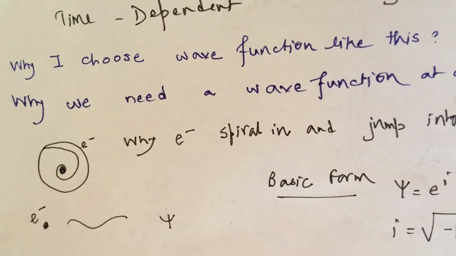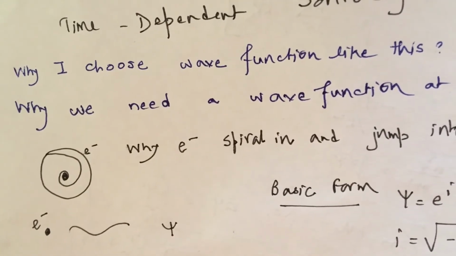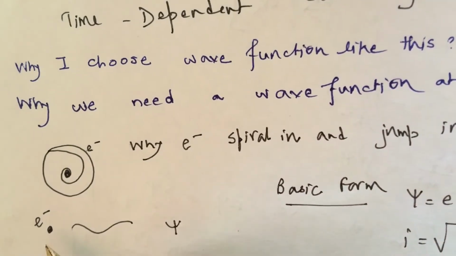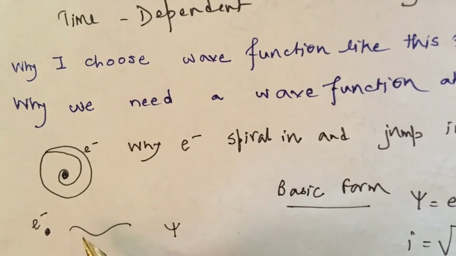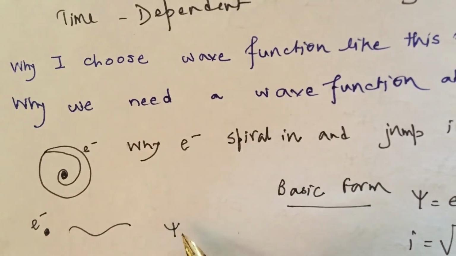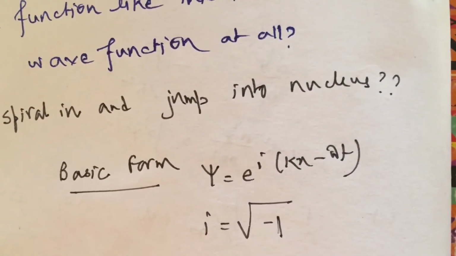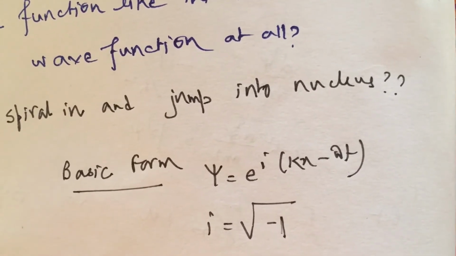But the atom is a very stable kind of thing. This can be prevented if we consider the electron not as a particle but as a wave. And with a wave we can associate a wave function. This is the basic form of the wave function, psi equal to e to the power i(kx minus omega t), where i is equal to root over minus 1.